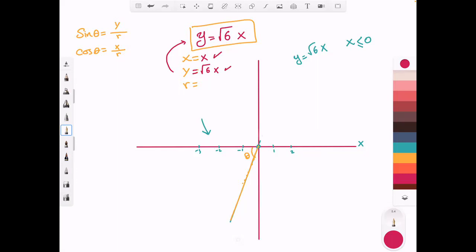And what is r? So any point you pick here, any point, I'm just randomly picking this one, and I make a right triangle. If this is x, this will be y, which y will be root 6x. Why is that? Because the point is on the line. If I pick a point here, again, this value of y and x, they have the same relationship.